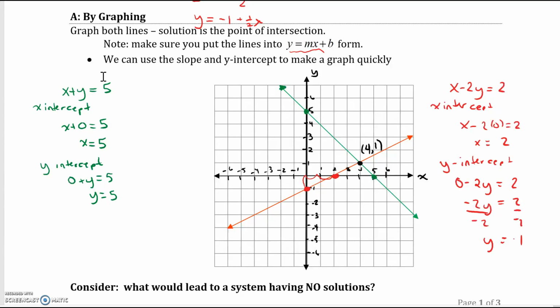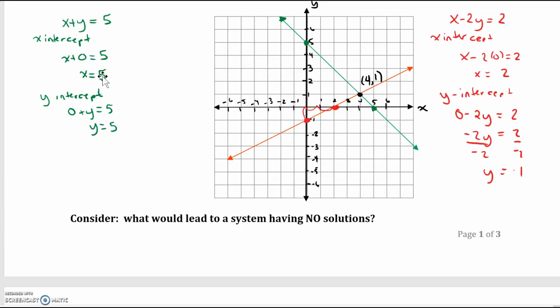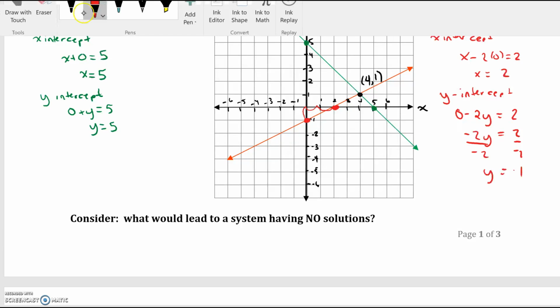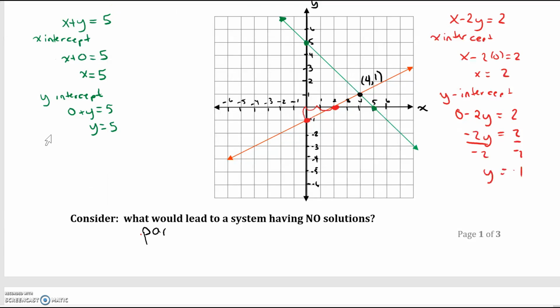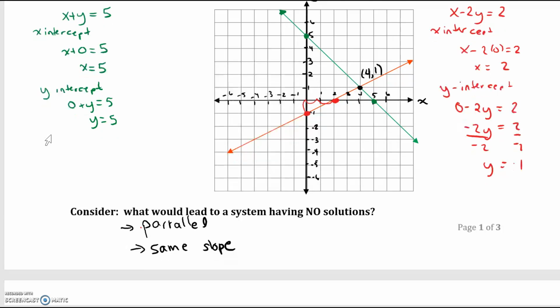Many of the systems of equations we're going to deal with in the course will have one solution, one intersection point, just like the example we've looked at. But you may wonder, do all lines intersect? And the answer is no, right? If the lines are parallel, or they have the same slope, then they will not intersect.